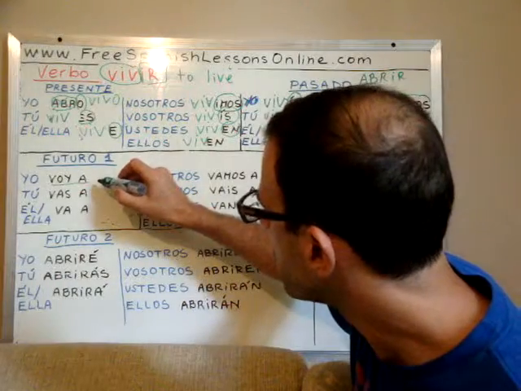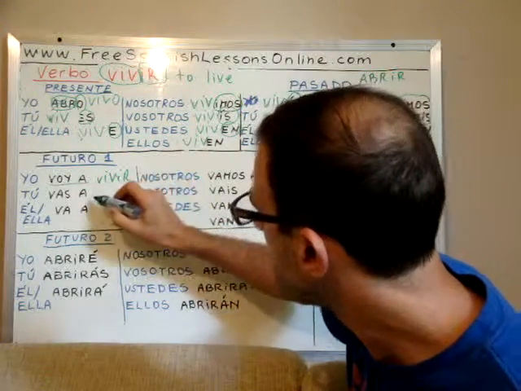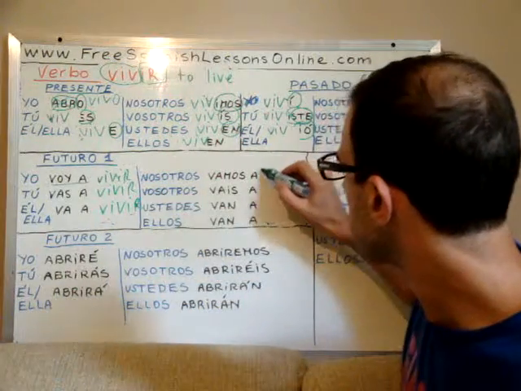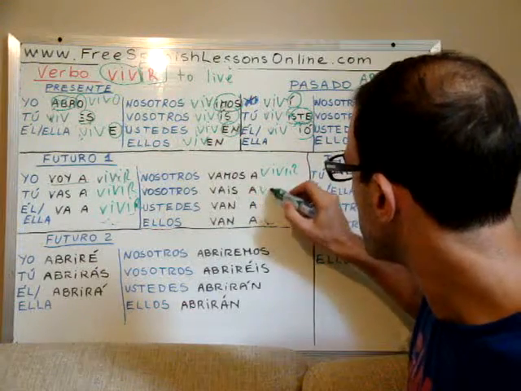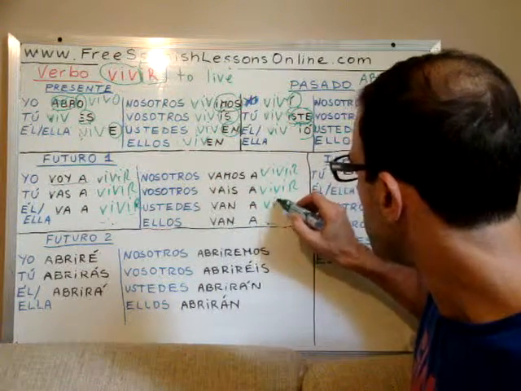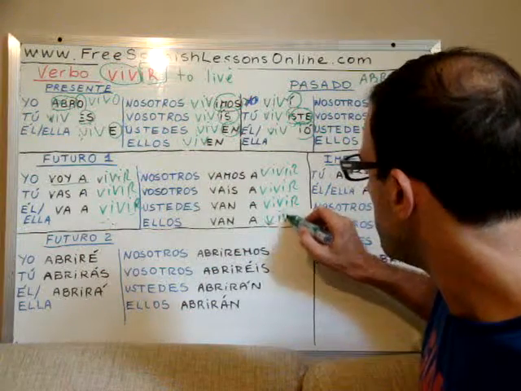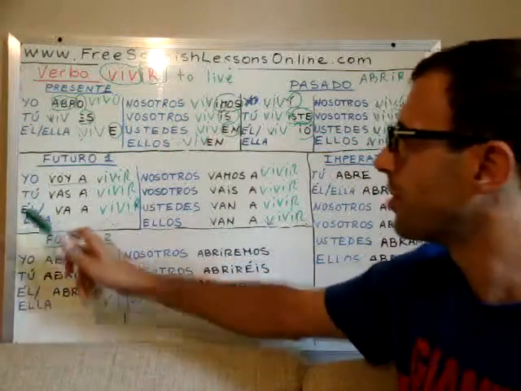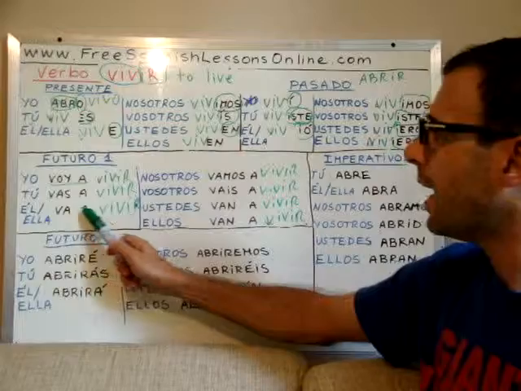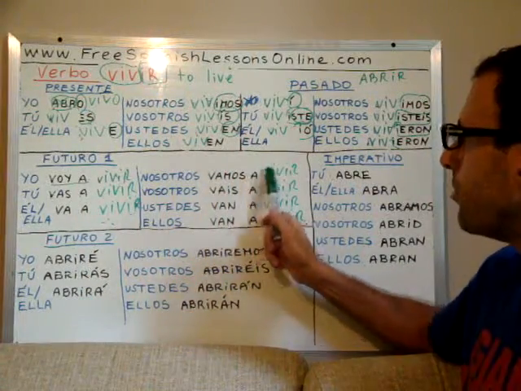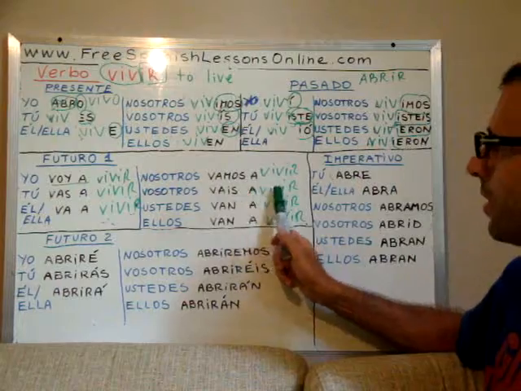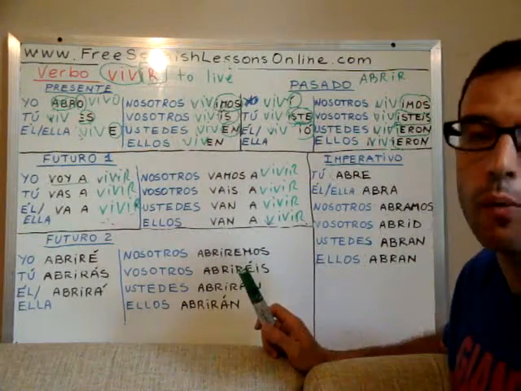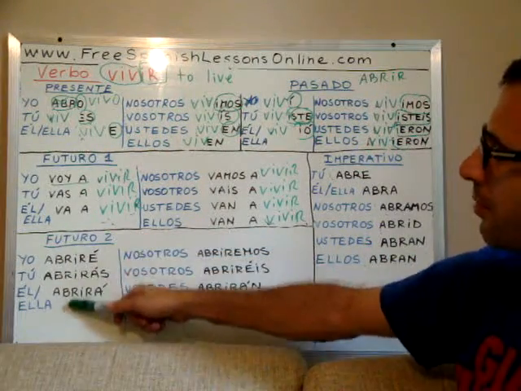Here, we write vivir, vivir, vivir, and vivir in each line. Yes? So, yo voy a vivir, I will live. Tú vas a vivir, él va a vivir. Nosotros vamos a vivir. Vosotros vais a vivir. Ustedes van a vivir and ellos van a vivir. They will live.